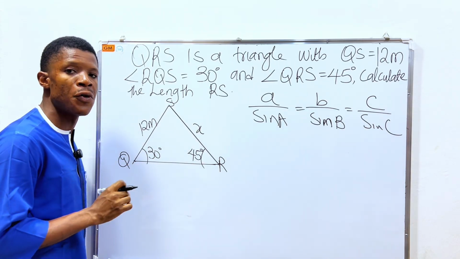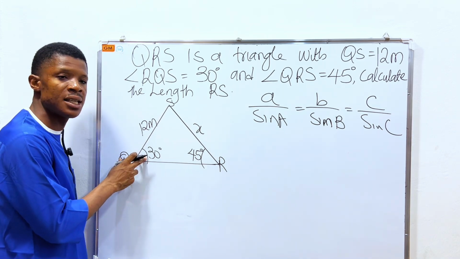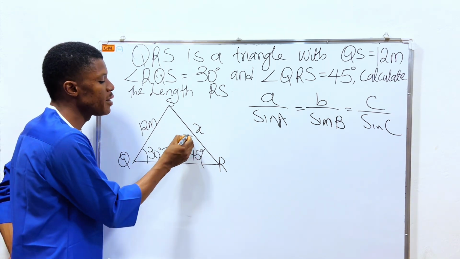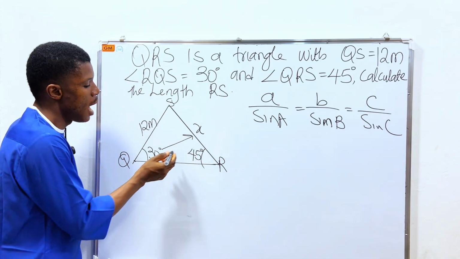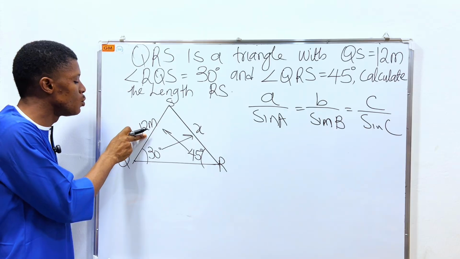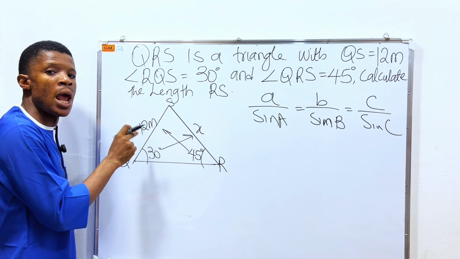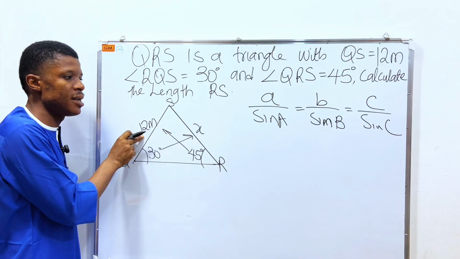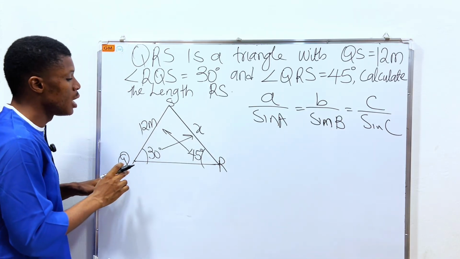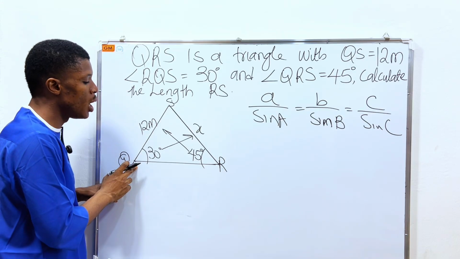So here, for us to use the sine rule, we are given angle Q, which is 30 degrees, and we are looking for the opposite side. We are also given 45 degrees, and we have already been given the sides. So we are going to use q over sine Q is equal to r over sine R.